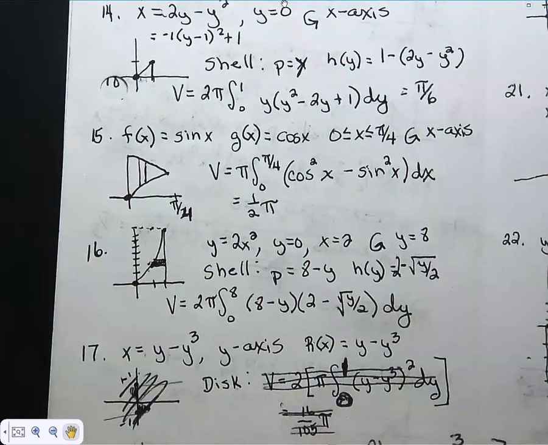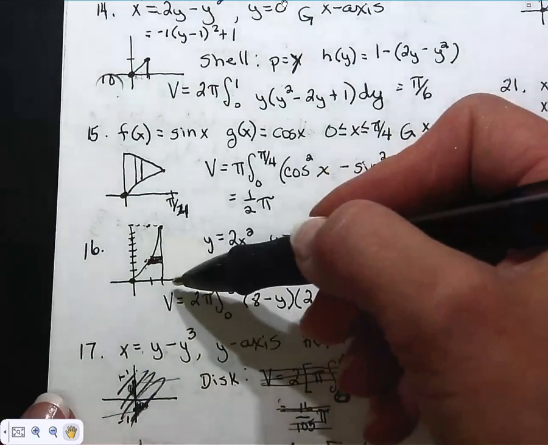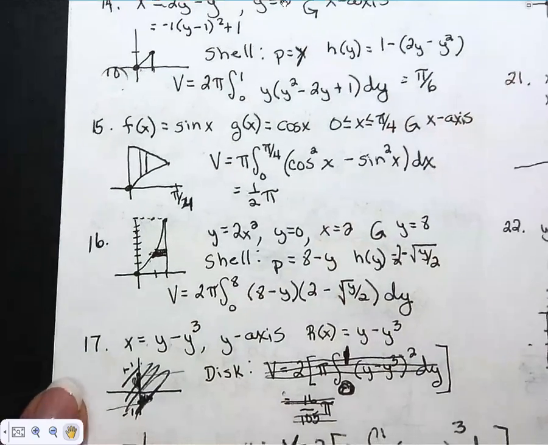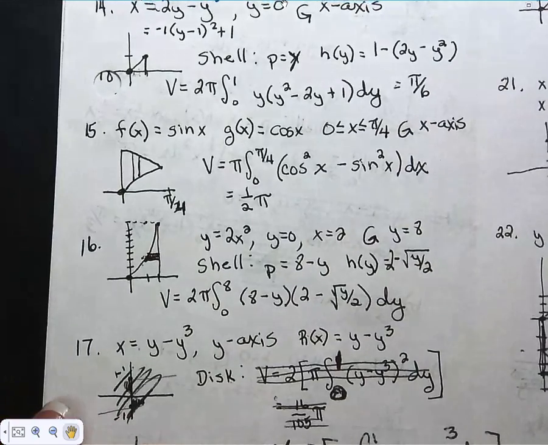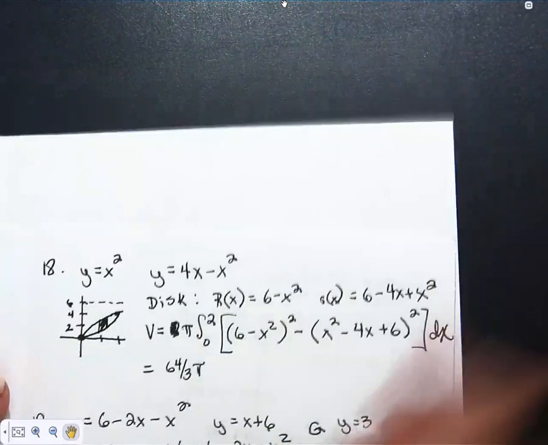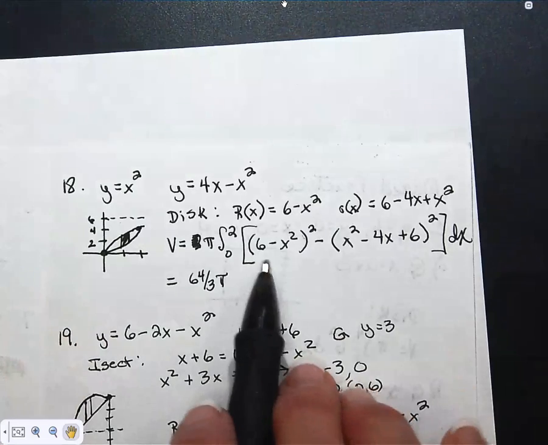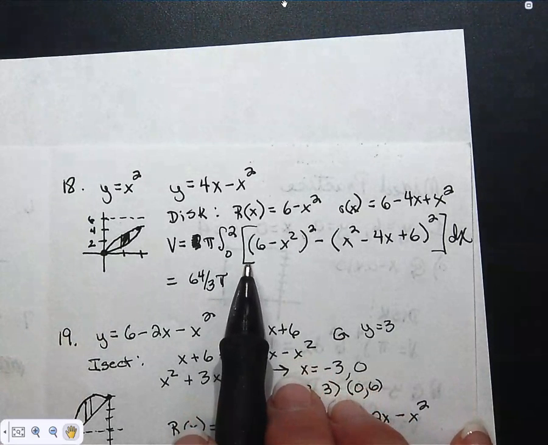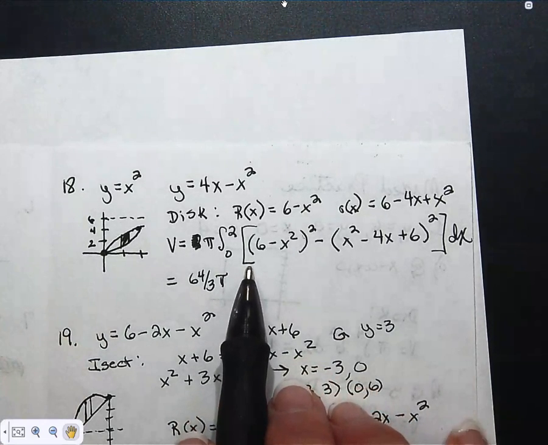So if you were to do a washer, the outer radius would be 8 minus 0, and the inner radius would be 8 minus x squared. Yep, the outer radius would just be 8, because that's the farthest thing from the line of rotation. And you said 18's like that as well? I think so. I used this method on number 18. What did you use? I used the disc washer.